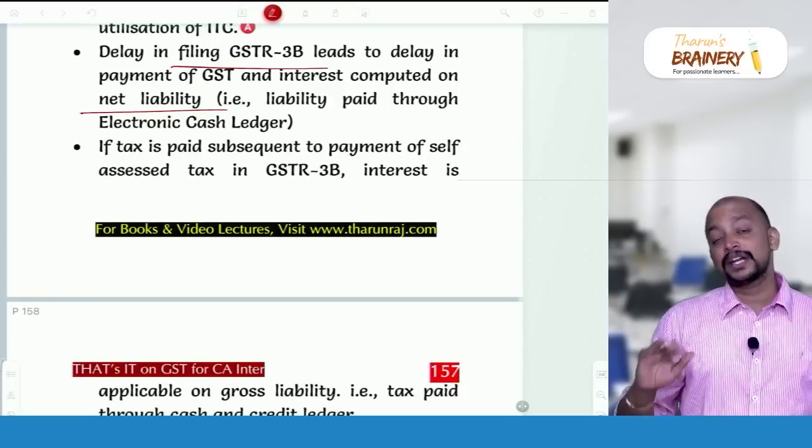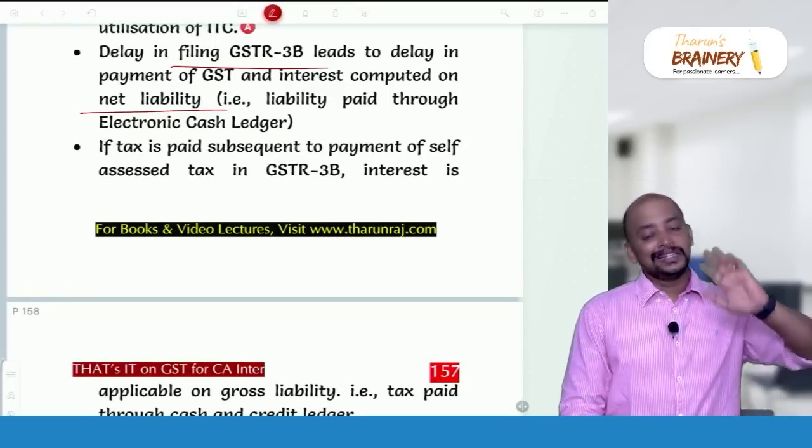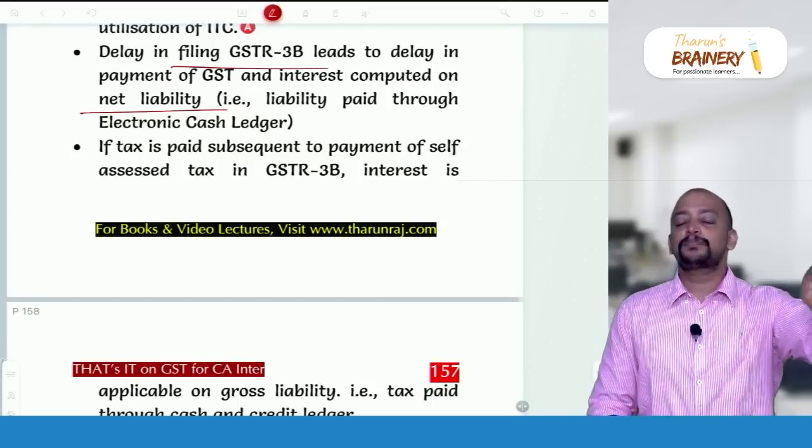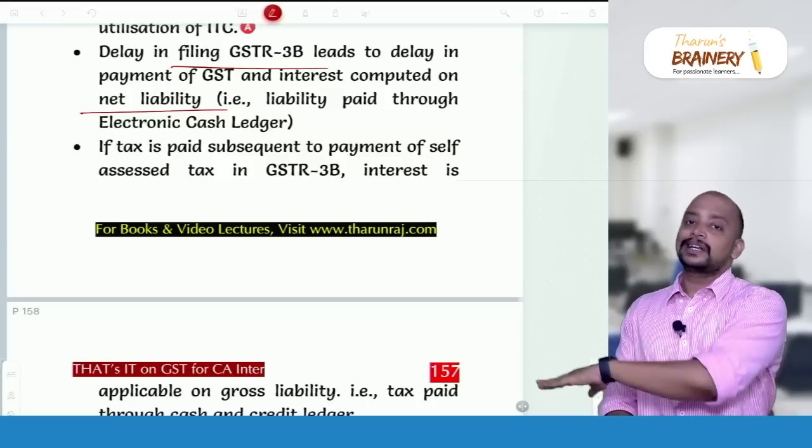And if tax is paid subsequent to payment of self-assessed tax, that is, we already paid the self-assessed tax, we filed 3B, and thereafter we missed that particular invoice in that month. So we are paying that at a later point of time.